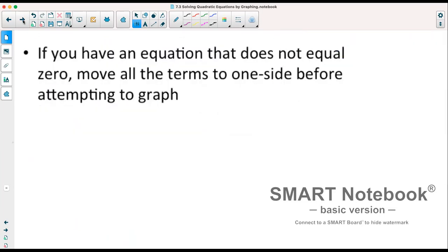Now, if you have an equation that does not equal 0 and we're asking for the zeros or solution, what we want to do is move all the terms to one side before we attempt to graph it. Now, it doesn't matter which side we move it to. If we move everything to one particular side, it'll open upwards. If we move everything to the other side, it'll open downwards, but either graph will have the same x-intercepts. So the same zeros.